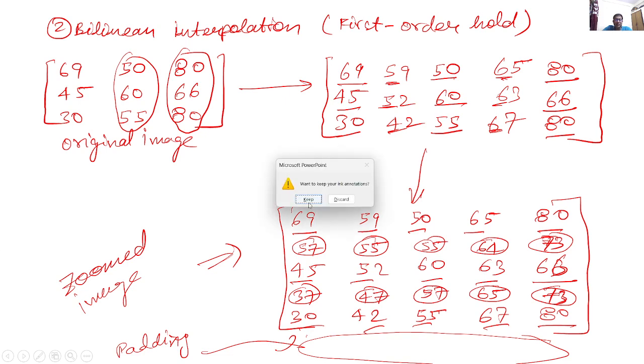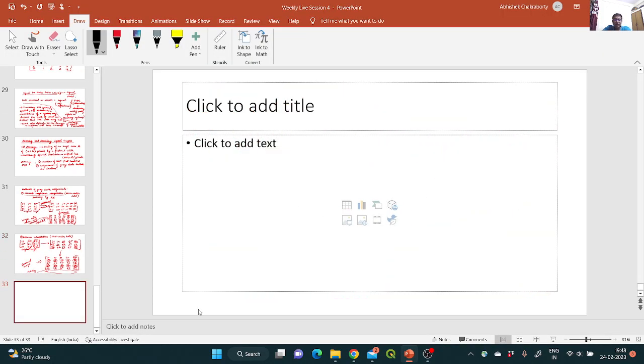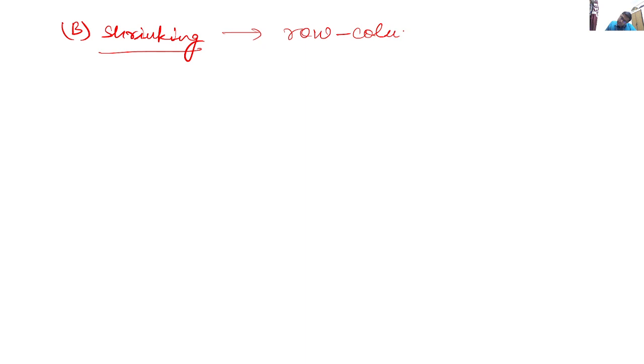Finally, we would take up one example of shrinkage. We already discussed zooming, so let's take up an example of shrinking of the images. How do we shrink images? So B is shrinking. What we do here is something known as row column deletion. We are doing the exact opposite thing with respect to zooming. So let's take up an example of shrinking by 1/2.